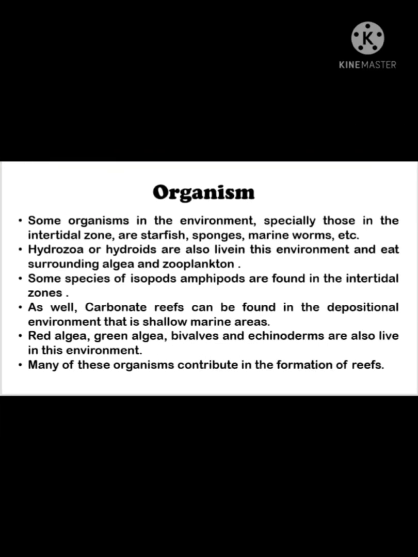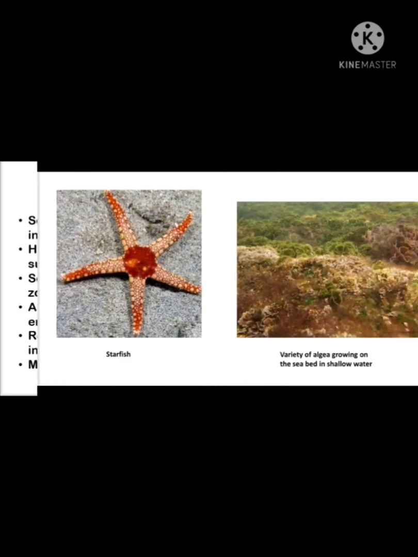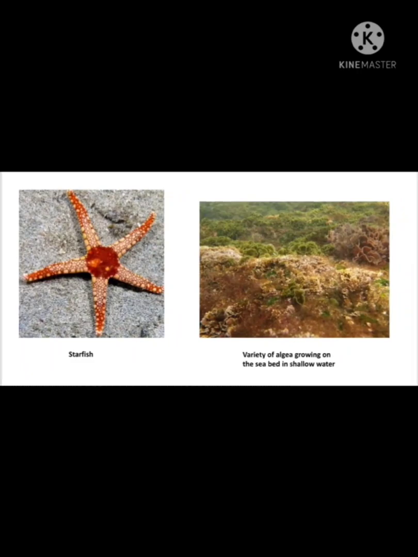The next thing is organisms. Some organisms in this environment, especially those in the intertidal zone, are starfish, sponges, marine worms, hydrozoa; some species of isopods and amphipods are also found. Carbonate reefs are found in the shallow marine depositional environment. Now here is the picture of a starfish and a variety of algae under shallow marine water.